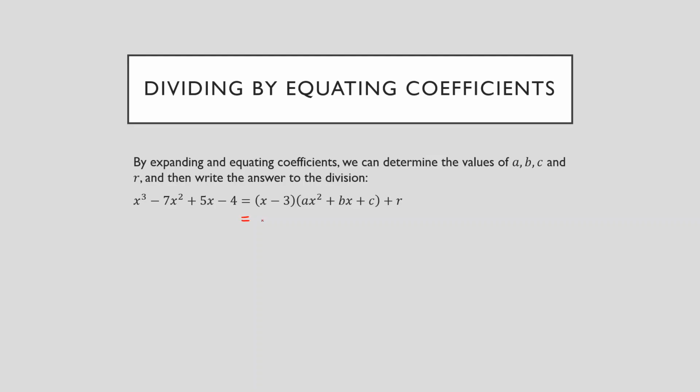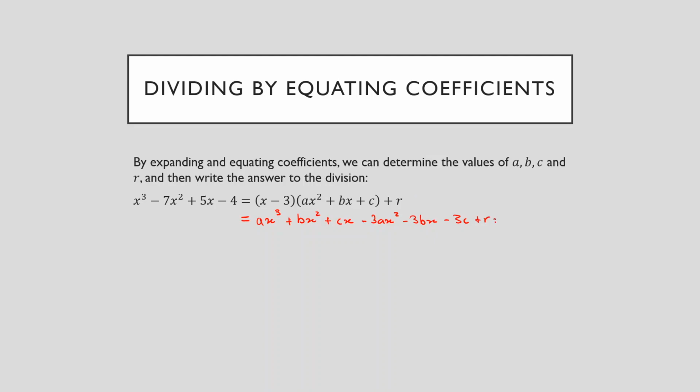x times ax squared is ax cubed. x times bx is bx squared. x times c is cx. Move on to the negative 3. So negative 3 times ax squared is minus 3ax squared. Negative 3 times bx is minus 3bx. Negative 3 times c is minus 3c. So we've expanded all these things out, and we've got this plus r stuck on at the end.